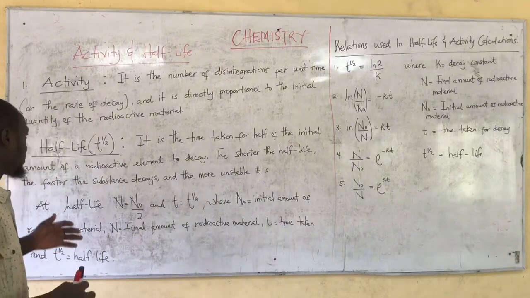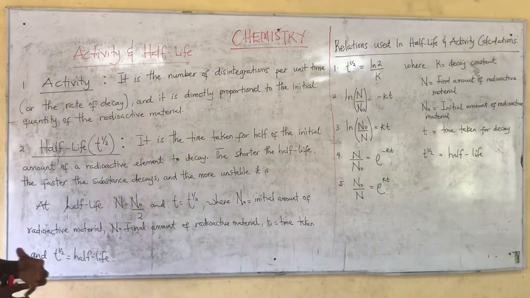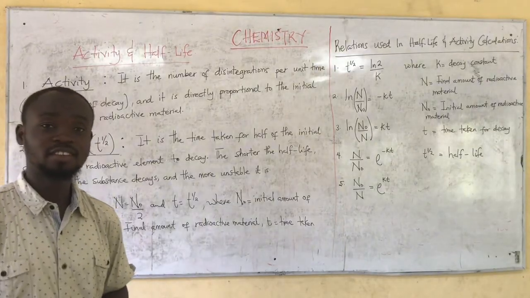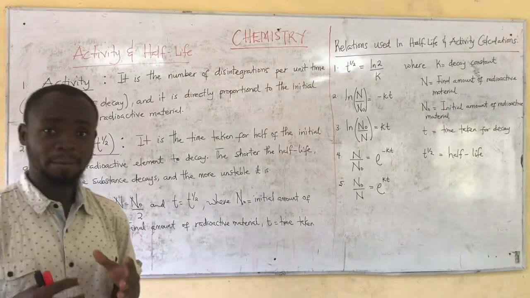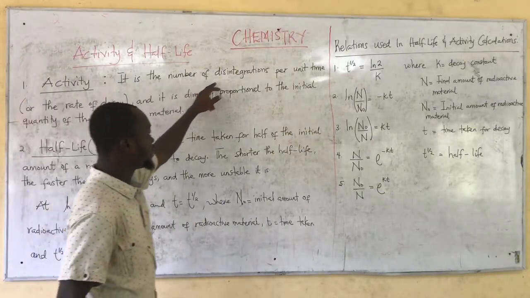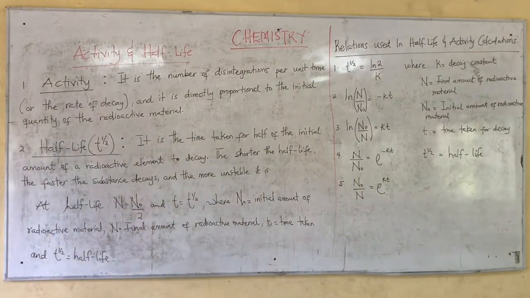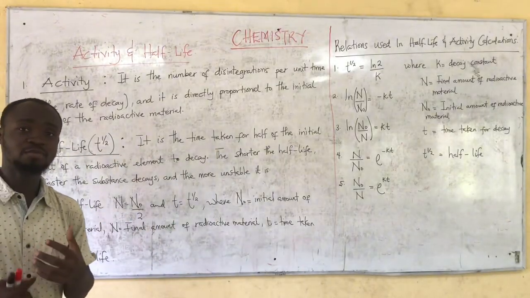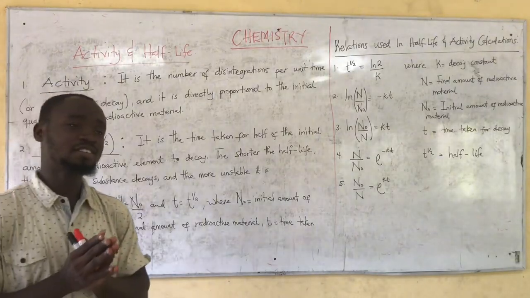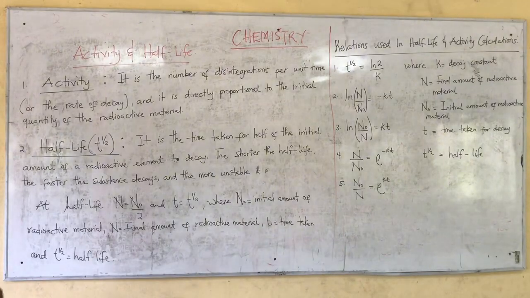So I've drafted some basic information over here on the board. When you say activity, it is simply the number of disintegrations per unit time, or we can say the rate of decay, the rate at which a radioactive material decays. That is activity. And this activity is directly proportional to the initial quantity of the radioactive material.